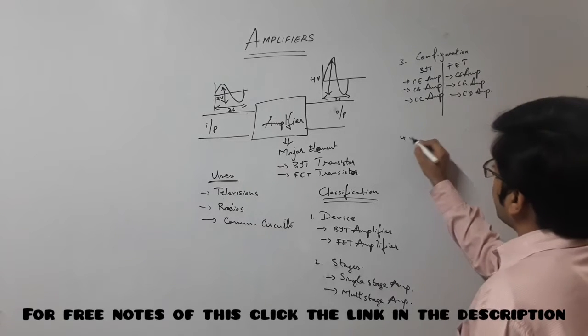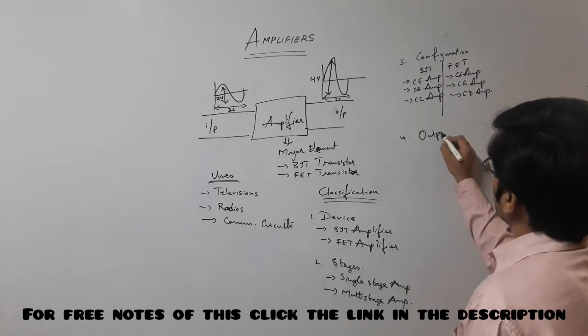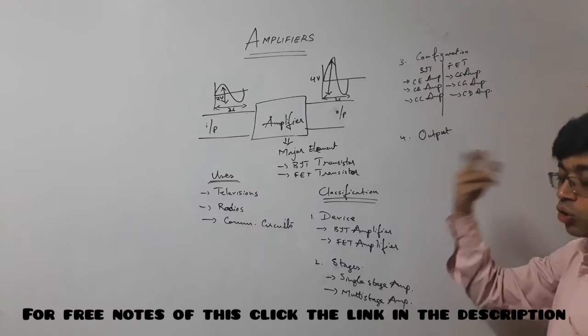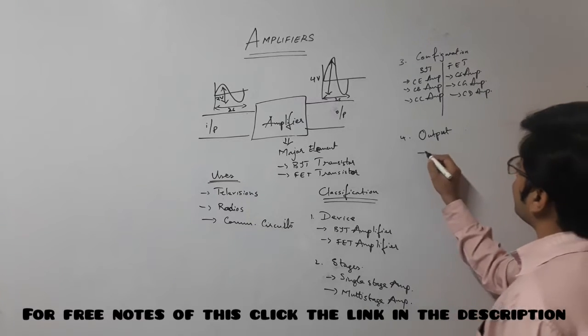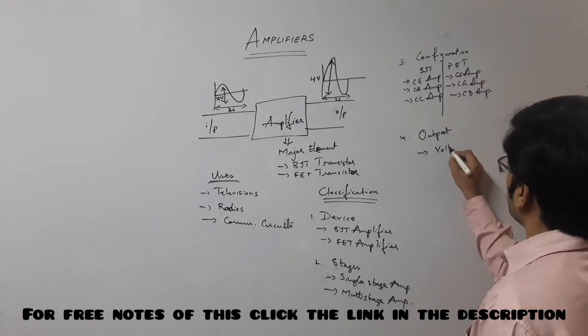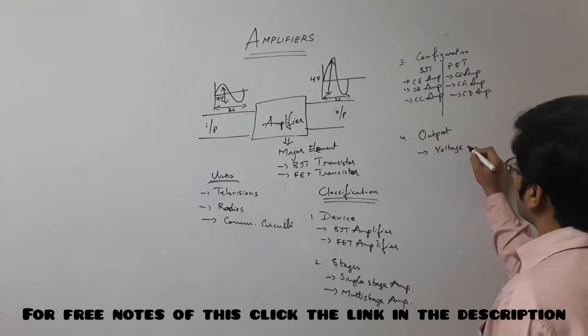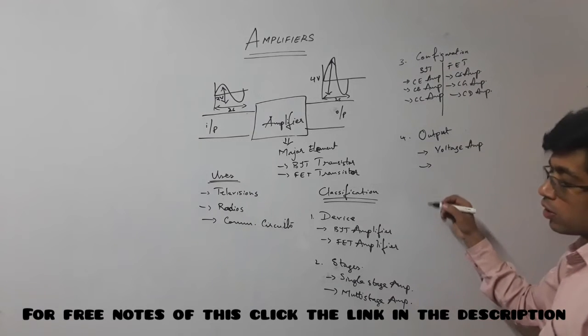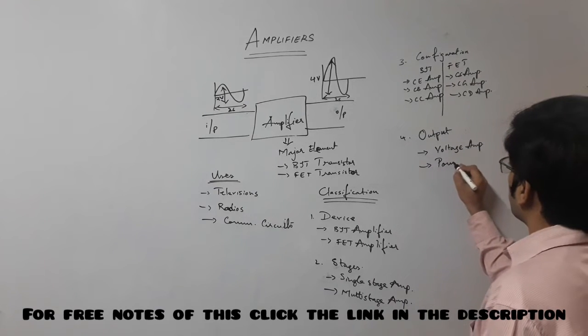Now, based on the form in which you are getting the output, we have 2 types. If your output is in voltage form, we call it a voltage amplifier, and if your output is in the form of power, we call it a power amplifier.